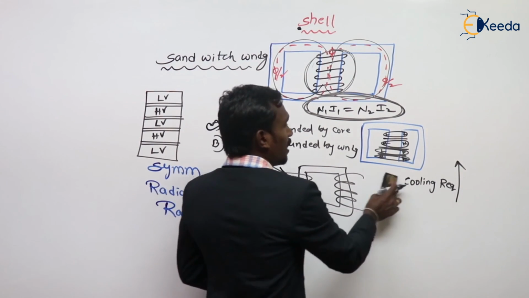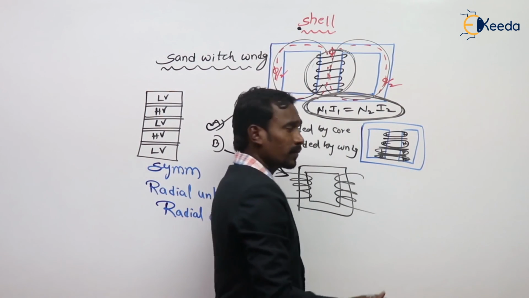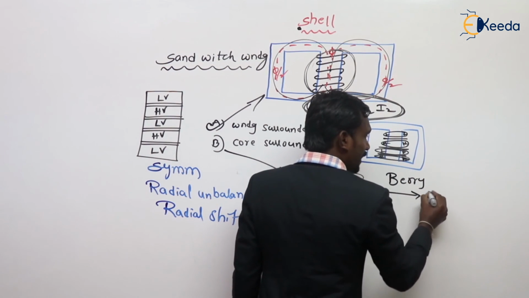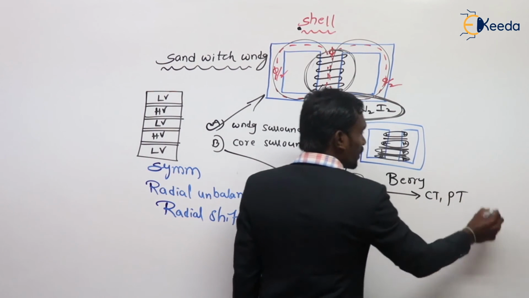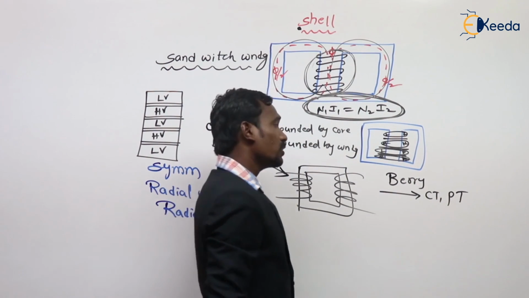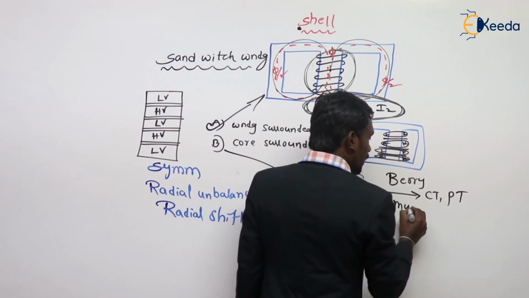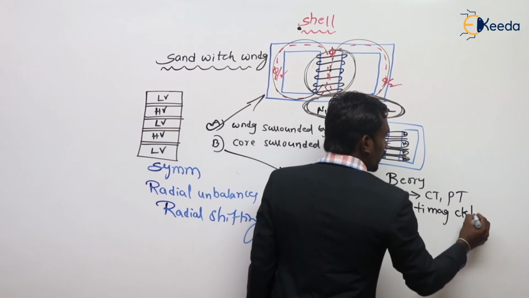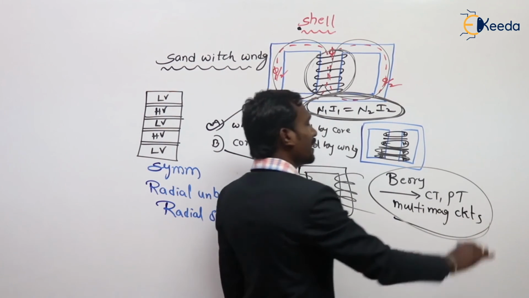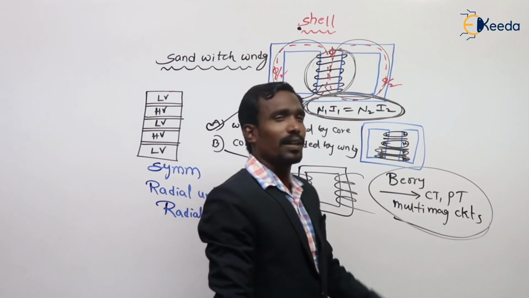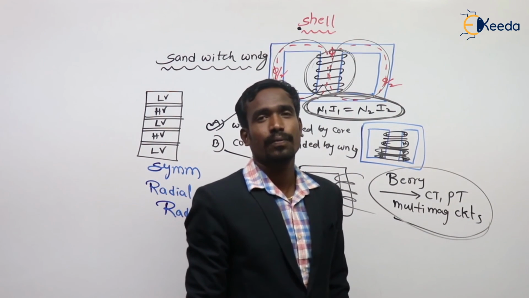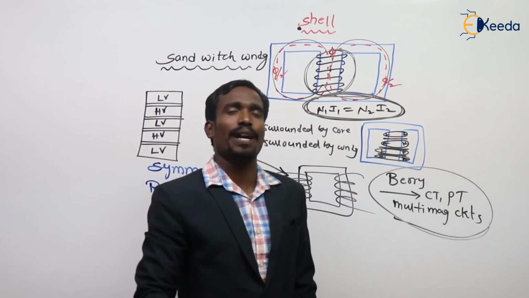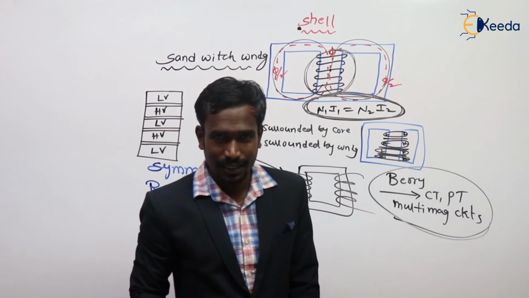I told you the last one is the Berry type. Berry type is generally used in instrumentation transformers. Here we have multiple magnetic circuits in the Berry type of transformer core. Right? This is simply about the shell type and its sandwich windings. Right? Thank you.